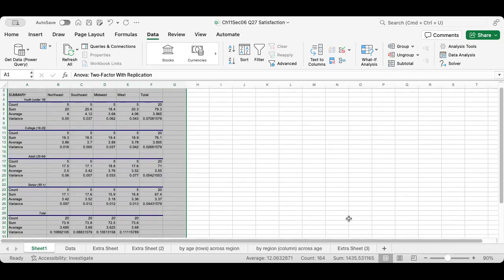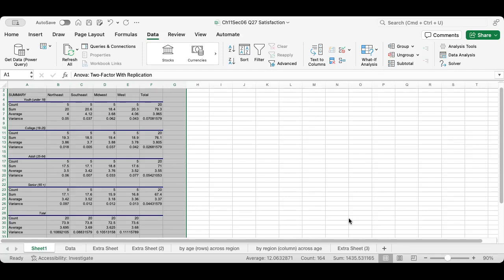I put this on the examples for in class. If you want to pull it down and look at it on your Excel page right in front of you. But let me see what this data is broken up into so I can try and figure it out. What I've got here is a mean and a variance for each block. So in the upper left corner here is the Northeast youth block. 5 with a total of 20, an average of 4, and a variance of 0.05.